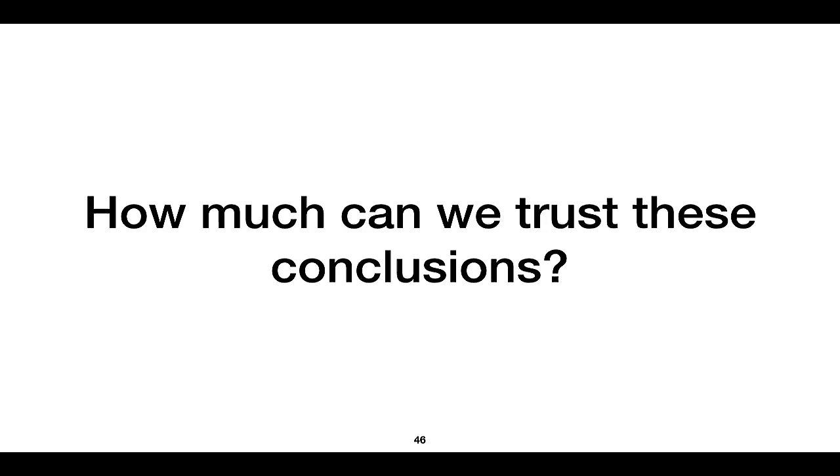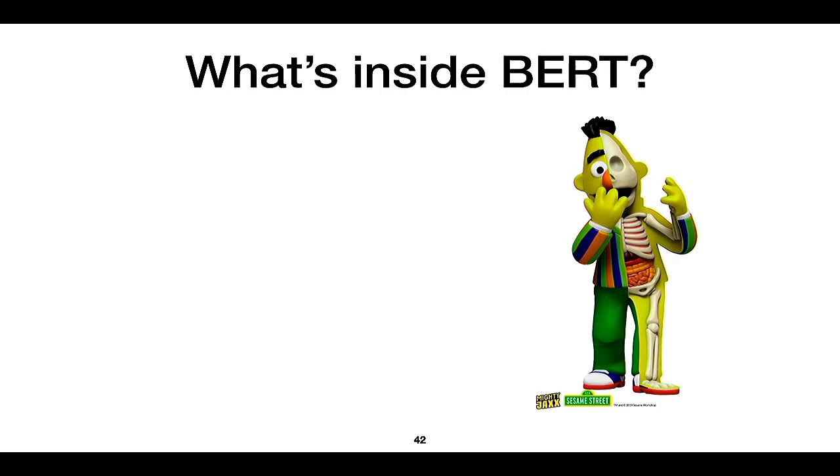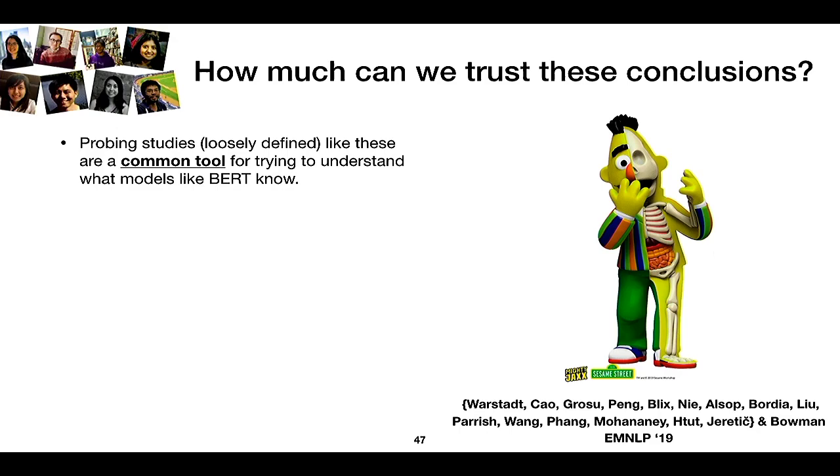So these are claims that have been tossed around. I think they're basically reasonable, but I want to throw doubt on all of these. I think there's not necessarily anything wrong with how we're doing analysis, but there's something wrong about exactly these four slides that I think goes beyond just my talk. So probing studies, loosely defined, this is how I'm referring to the kinds of results that I just presented, are becoming a very common tool for trying to make claims about what models like BERT know.